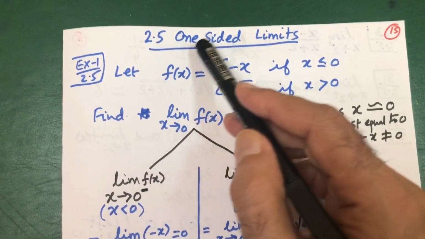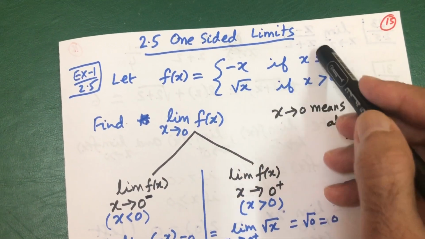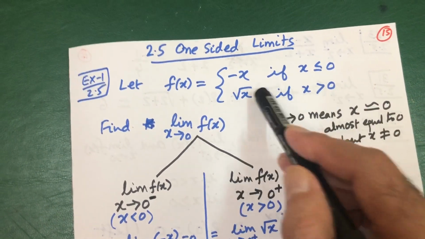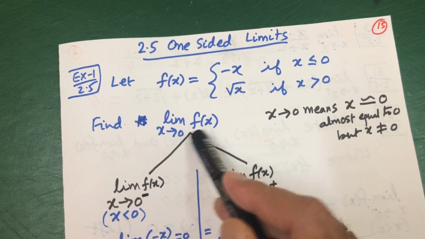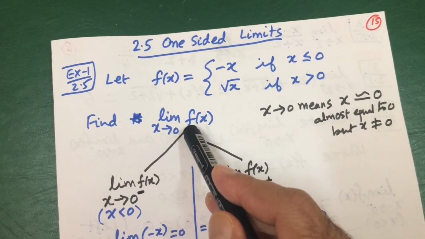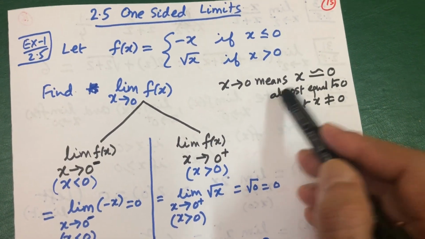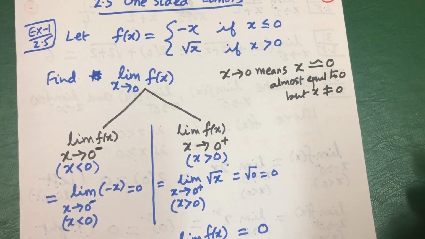Now let us take 2.5, one-sided limit. Let f(x) be equal to this. This is a split function. You remember? This is called a split function. Before 0, one value. After 0, another value. Find the limit as x tends to 0. This is the question. Find limit f(x) as x tends to 0. x tends to 0 means what? x is approximately equal to 0. Almost equal to 0 but not equal to 0.